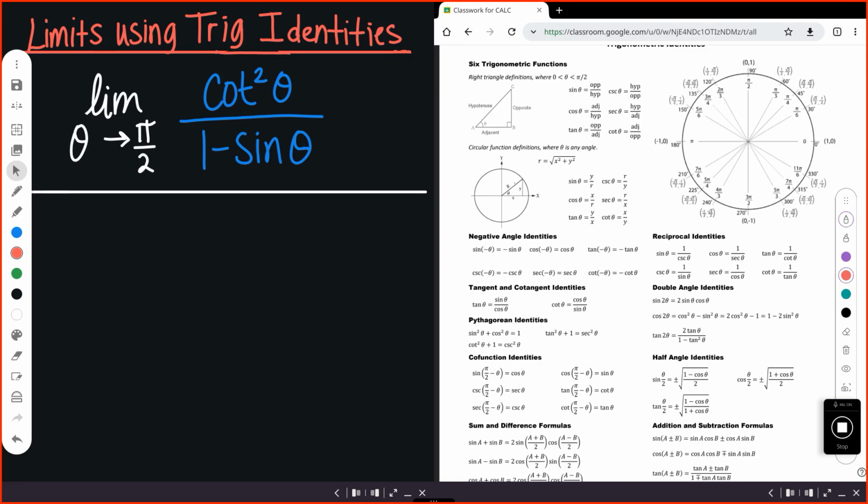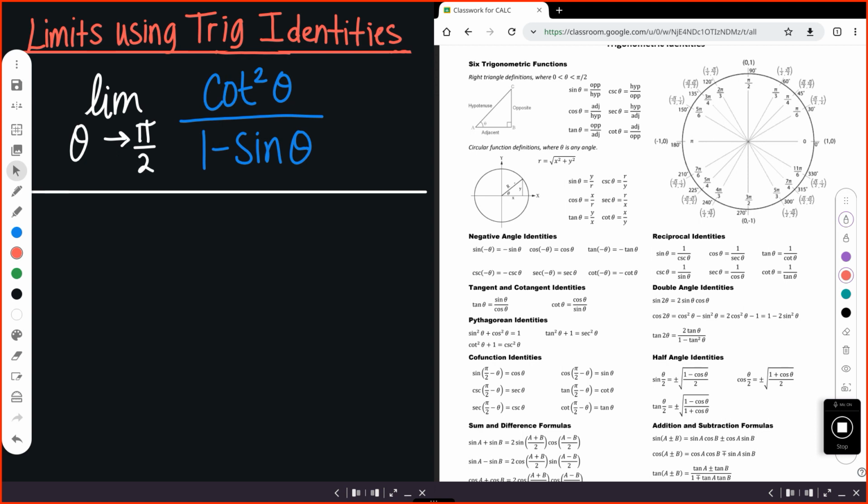This is a problem walkthrough of limits using trig identities, and it's asking us to find the limit as theta approaches pi halves. Now, it's a good habit to do direct substitution here on your denominator to see if it's equal to 0, but since we know that this section is with trig identities, they do equal 0, so our purpose here is to manipulate and use the identities to change that denominator to give me another value.